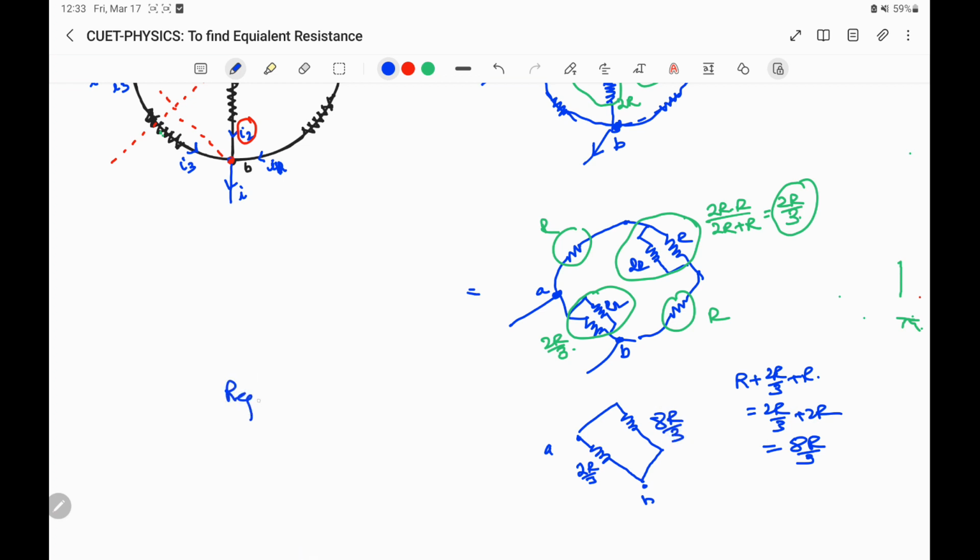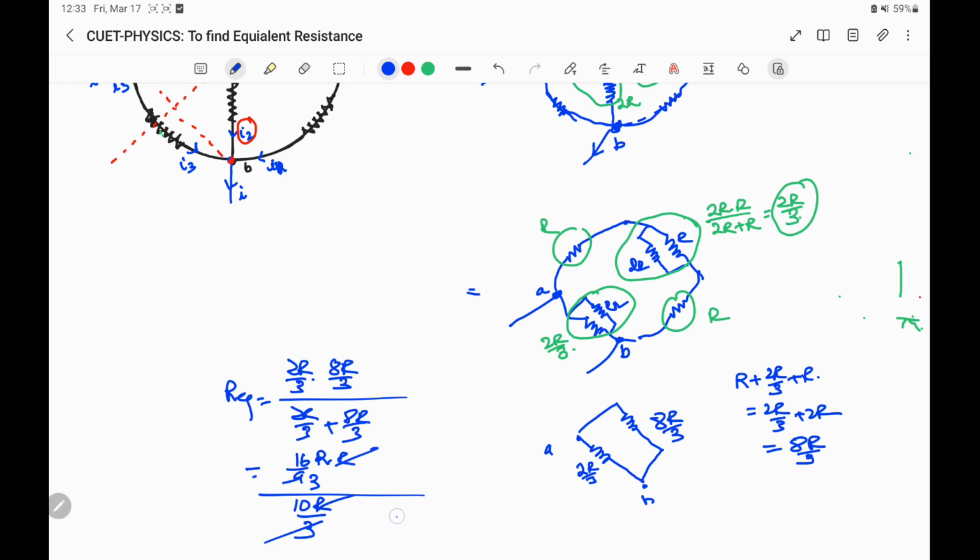So R equivalent is equal to 2R by 3 into 8R by 3 divided by 2R by 3 plus 8R by 3. So we can write it as 16R squared by 9 divided by, this is 2R and 8R, 10R by 3. The 3 gets cancelled, one R gets cancelled. It is equal to 16R by 3 into 10, that is equal to 16R by 30, or we can write it as 8R by 15. This is the answer.